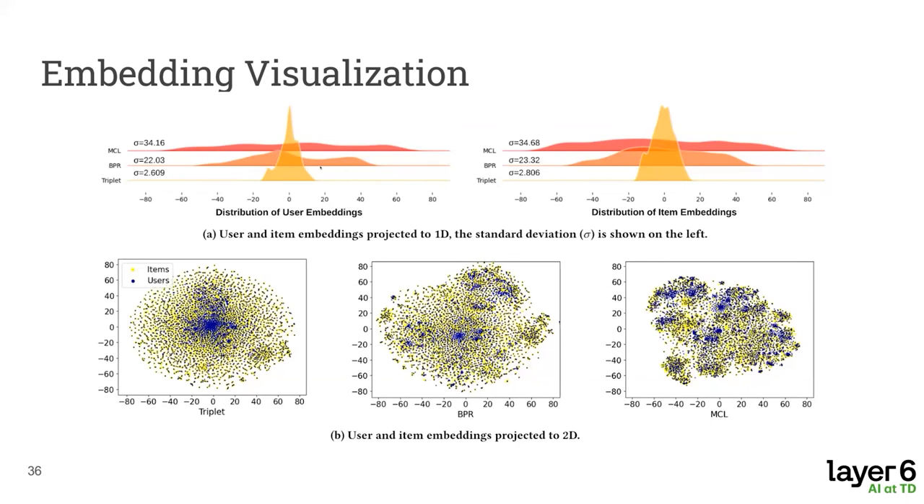Our MCL loss further increased the standard deviation by over 50% relative to BPR, and from the 2D projection we see that both user and item are now separated into much tighter clusters that span the whole range of embedding space.